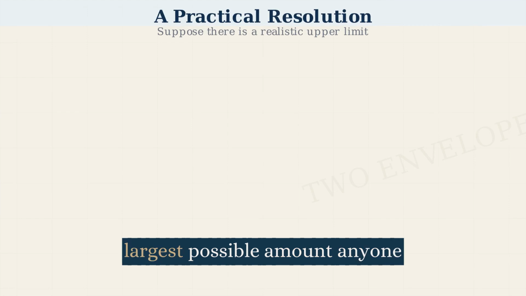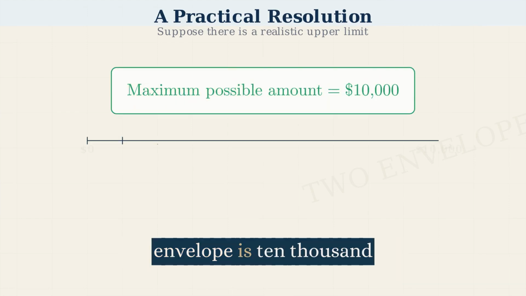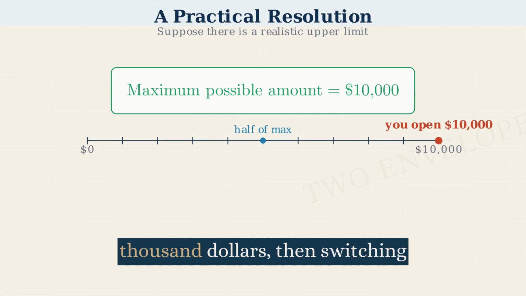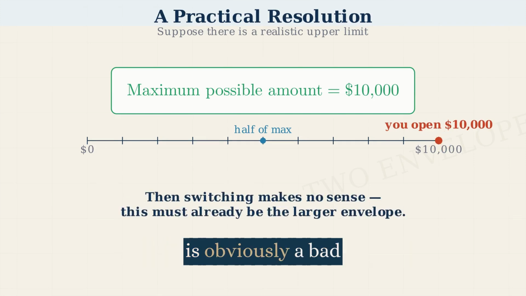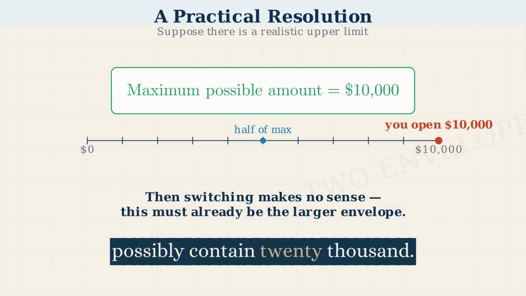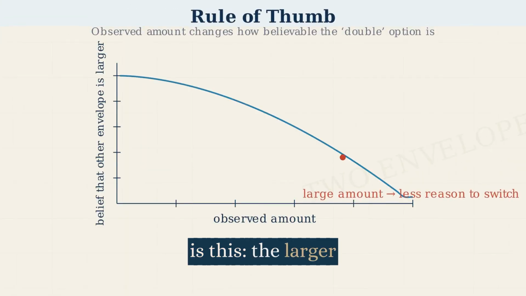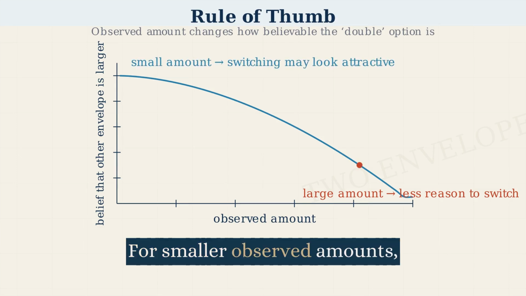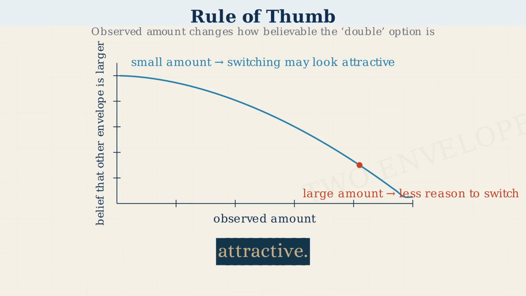Imagine you know the largest possible amount anyone would put in an envelope is $10,000. If you open your envelope and see $10,000, then switching is obviously a bad idea. The other envelope cannot possibly contain $20,000. So the right intuition is this: the larger the amount you observe, the less believable it becomes that the other envelope contains double. For smaller observed amounts, switching may still feel attractive. For very large ones, it usually does not.